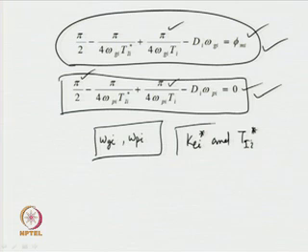So, these are the four unknowns, all others are knowns in the four equations.